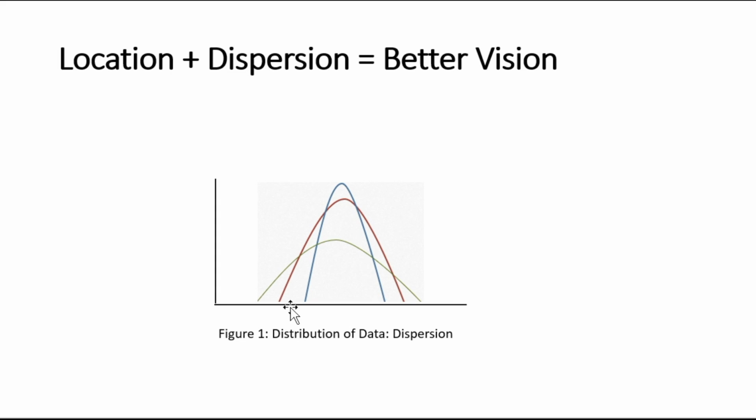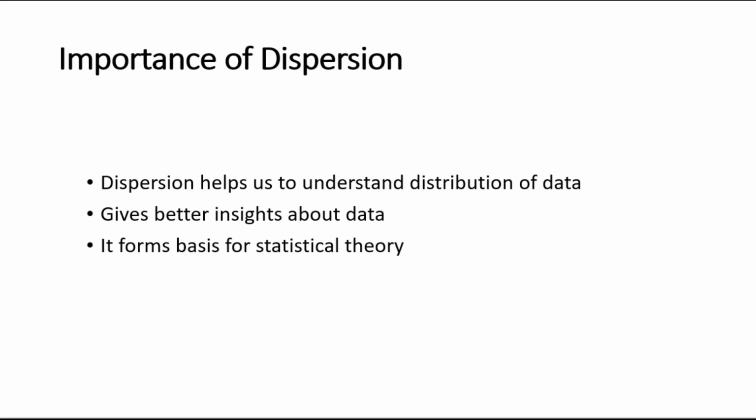Same is here. Here we have plotted the three distributions which are indicated by blue, red and green colors. They have the same central value, but they have a different dispersion. You can see that the tails of the distributions are different for all three curves. So it is very important to report dispersion along with location. Dispersion helps us to understand the distribution of data. It gives better insight about data. It forms the basis of statistical theory.